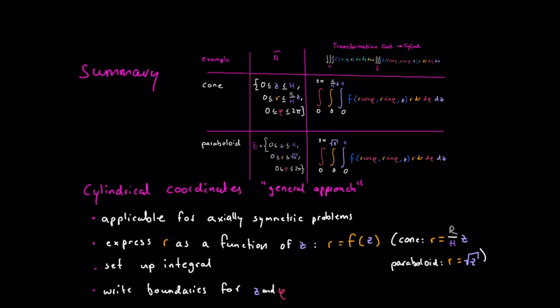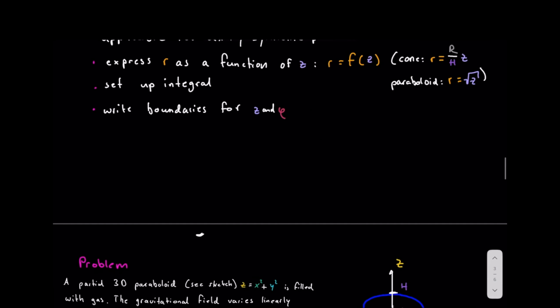Remember the 4-step process. Step 1. Check for axial symmetry. Step 2. Express the radius as a function of z. Step 3. Write boundaries for height and angle. Step 4. Set up the integral. That's the framework. Now, let's dive into a practical application.